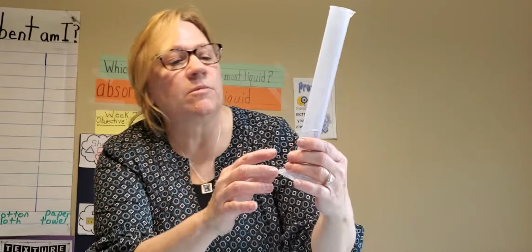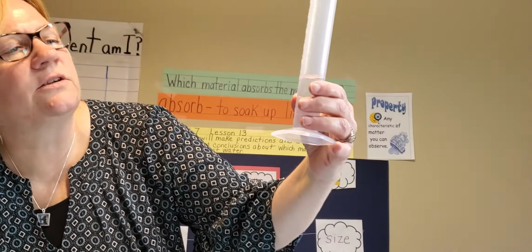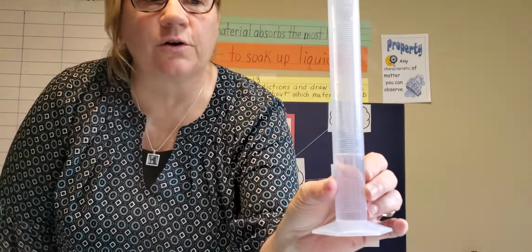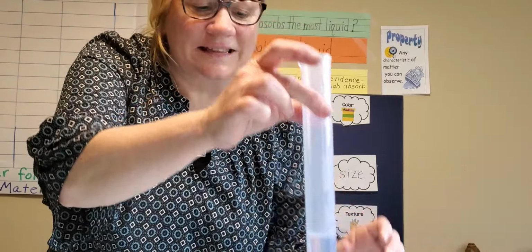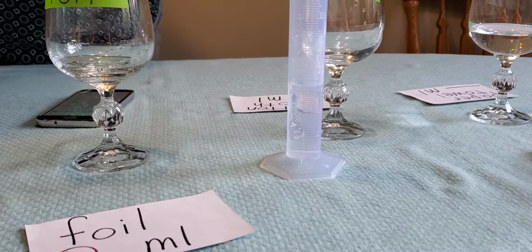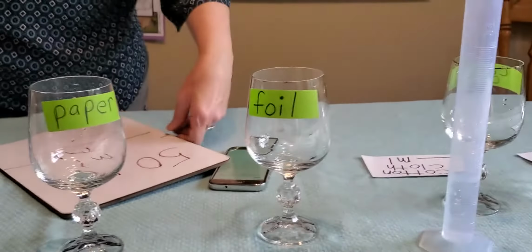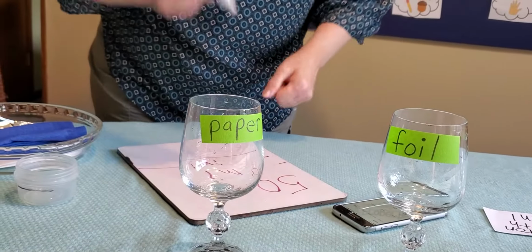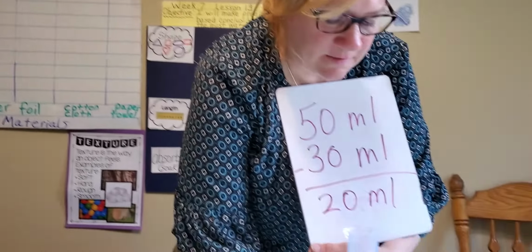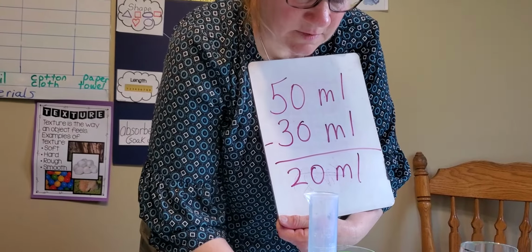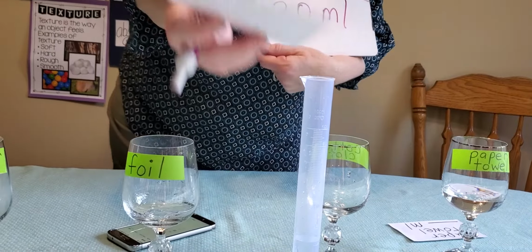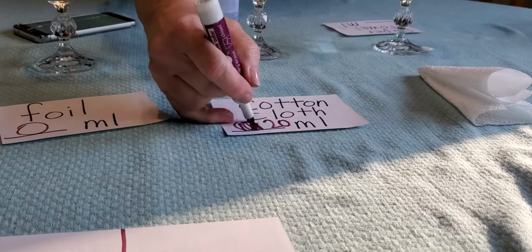And if I see how much is, so I started, oh, look at this, boys and girls. So I started with 50 milliliters, and now there's 30 milliliters left. So if there's 30 milliliters left in the container, that means that the material absorbed 20 milliliters. All right, then we're going to record that. 20 milliliters. Okay, just ignore that.